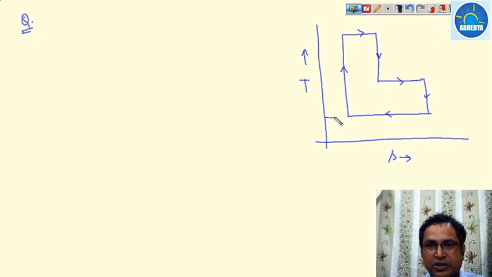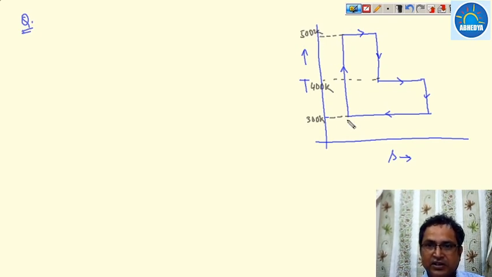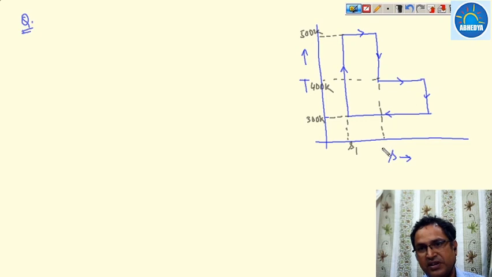Here the temperature is 300 Kelvin. This temperature is given as 400 Kelvin, and this temperature is given as 500 Kelvin. Now let us assume that this value is S1, this value is S2, and this value I am assuming S3.